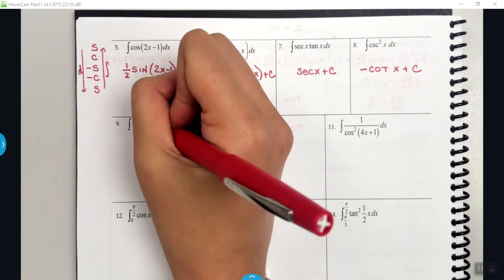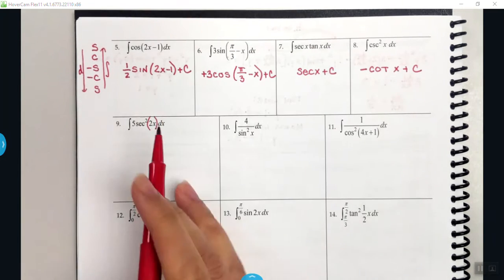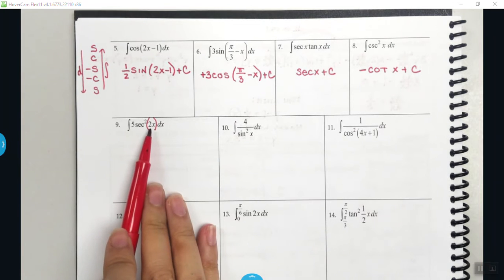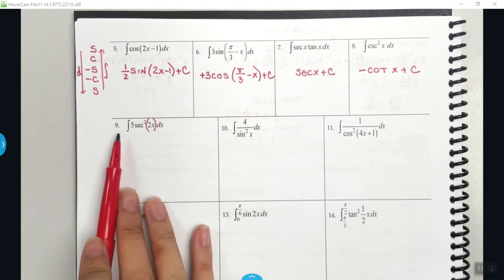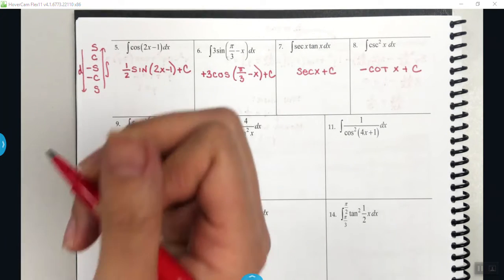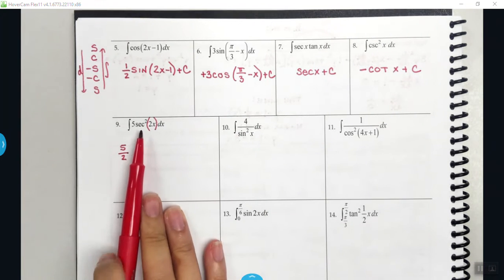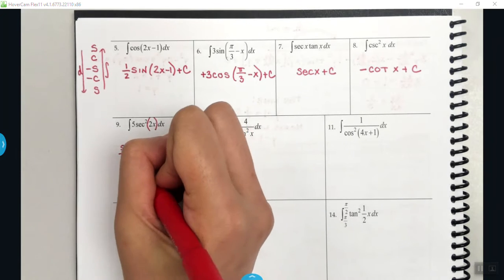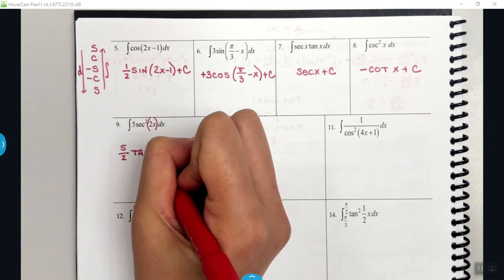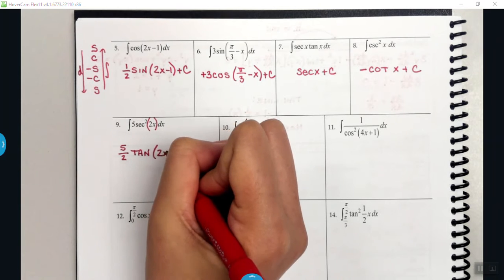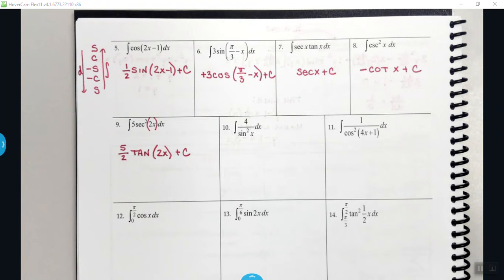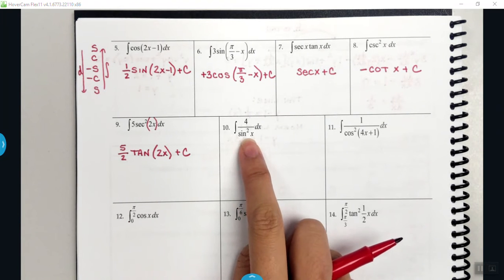All right, number 9. This is a 2x. 2x is a linear function in here. So what's the derivative of 2x? 2. So we should make this 1/2. Keep the 5 out too, so we'll make it 5/2. What's the integral of secant squared? So the derivative of what is secant squared? Tangent, right? And we go back to x, so 2x plus c. Am I going too fast? No. Okay.